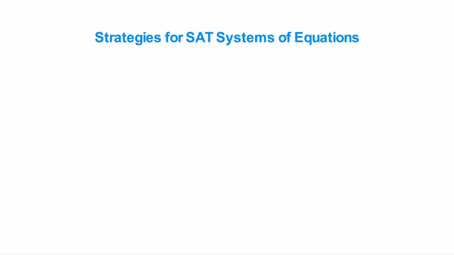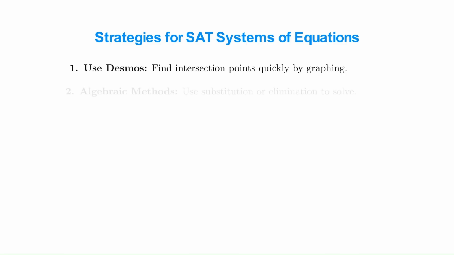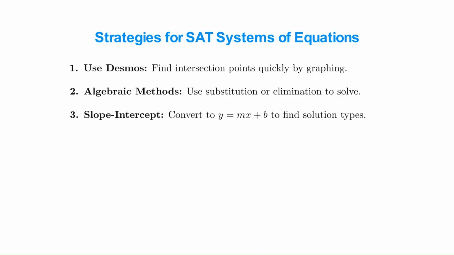In conclusion, let's review 5 core strategies for handling systems of equations on the SAT. First, take advantage of the built-in Desmos graphing calculator to find intersection points quickly. Second, use standard algebraic methods, like substitution or elimination, when equations are straightforward to solve by hand. Third, convert equations to slope-intercept form to analyze slopes and intercepts when determining the number of solutions.